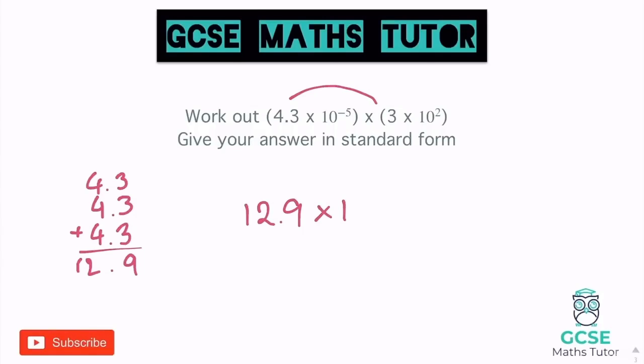Times 10, and let's figure out what that power is going to be. So that first power is negative 5, and we're going to add 2 to that. So negative 5 add 2 is negative 3. So my power there is going to be negative 3.